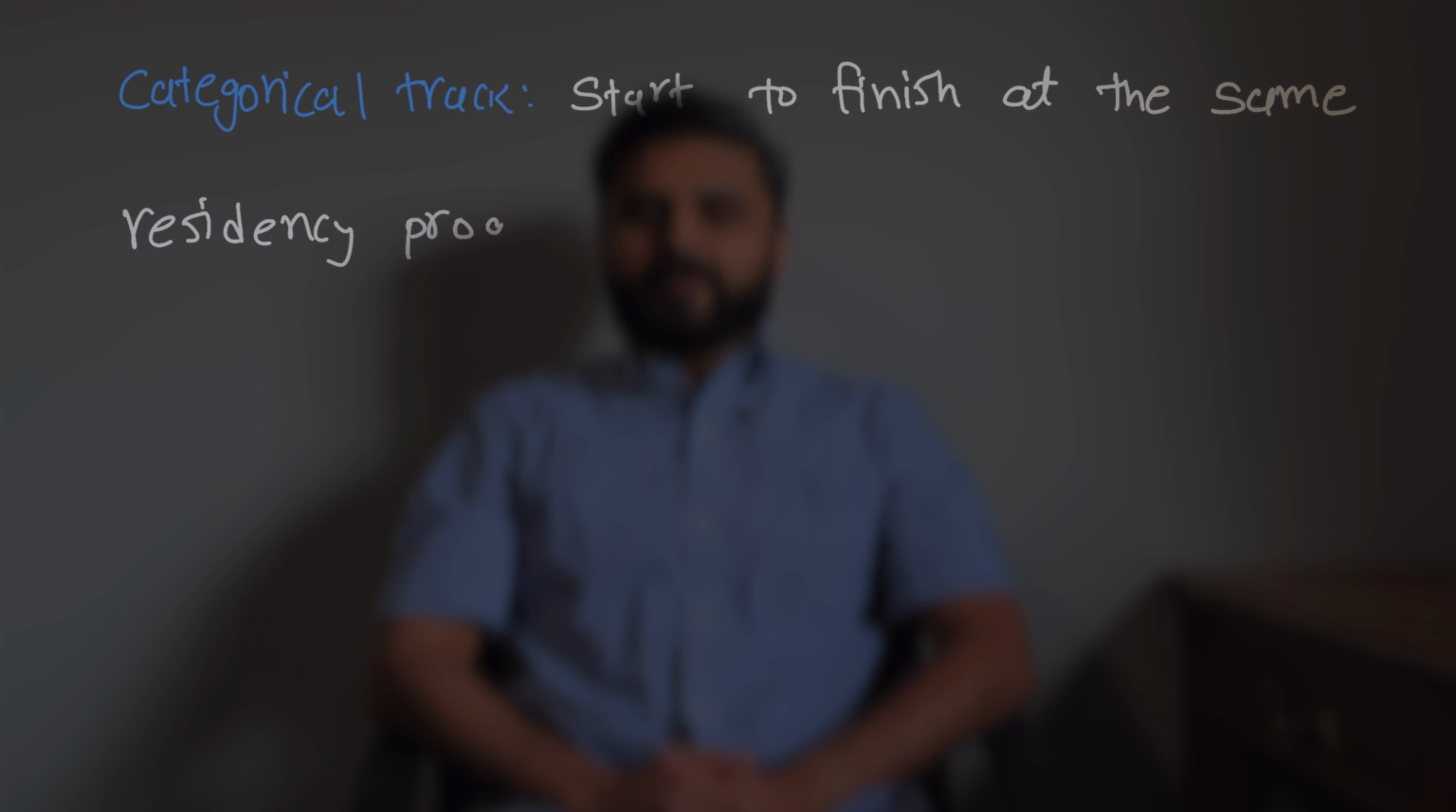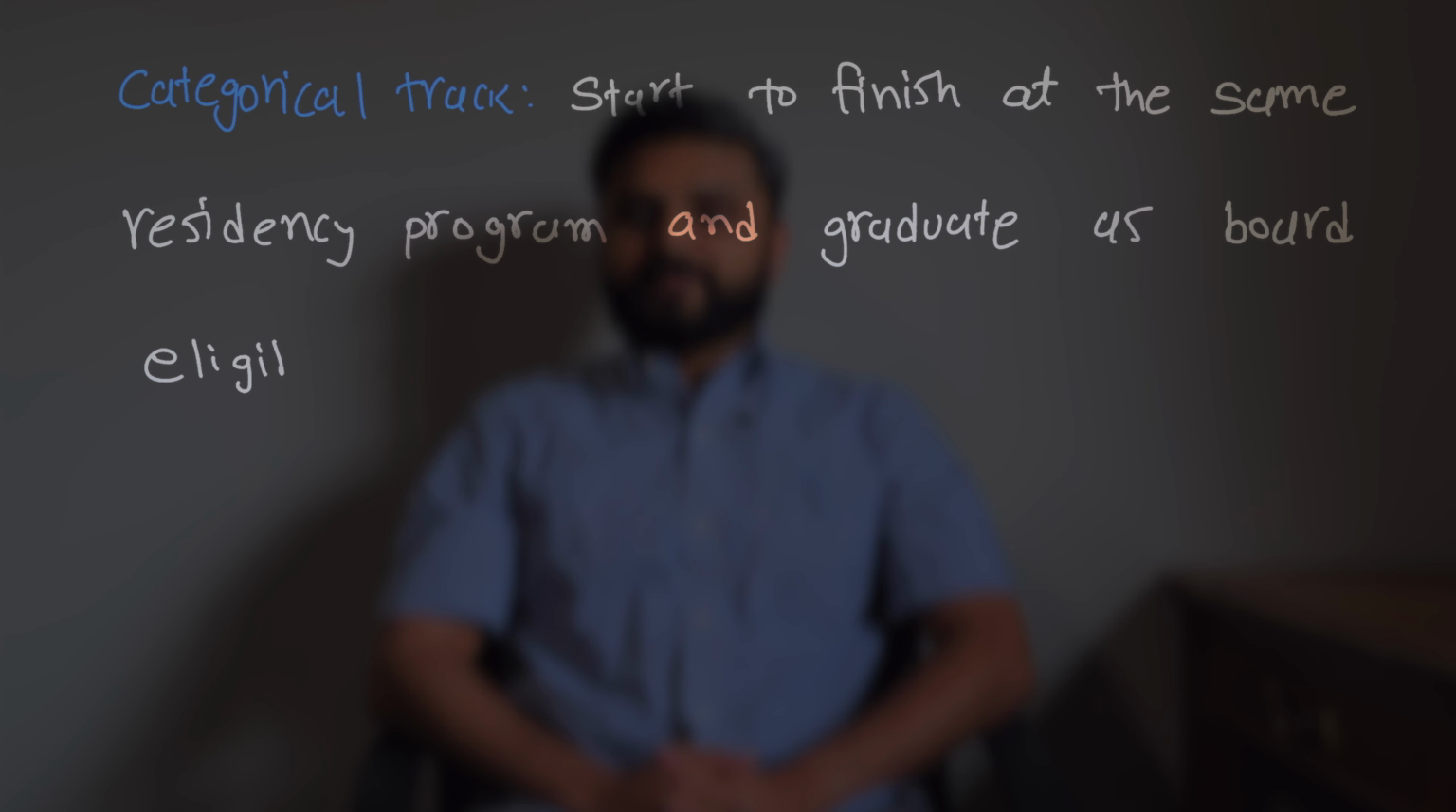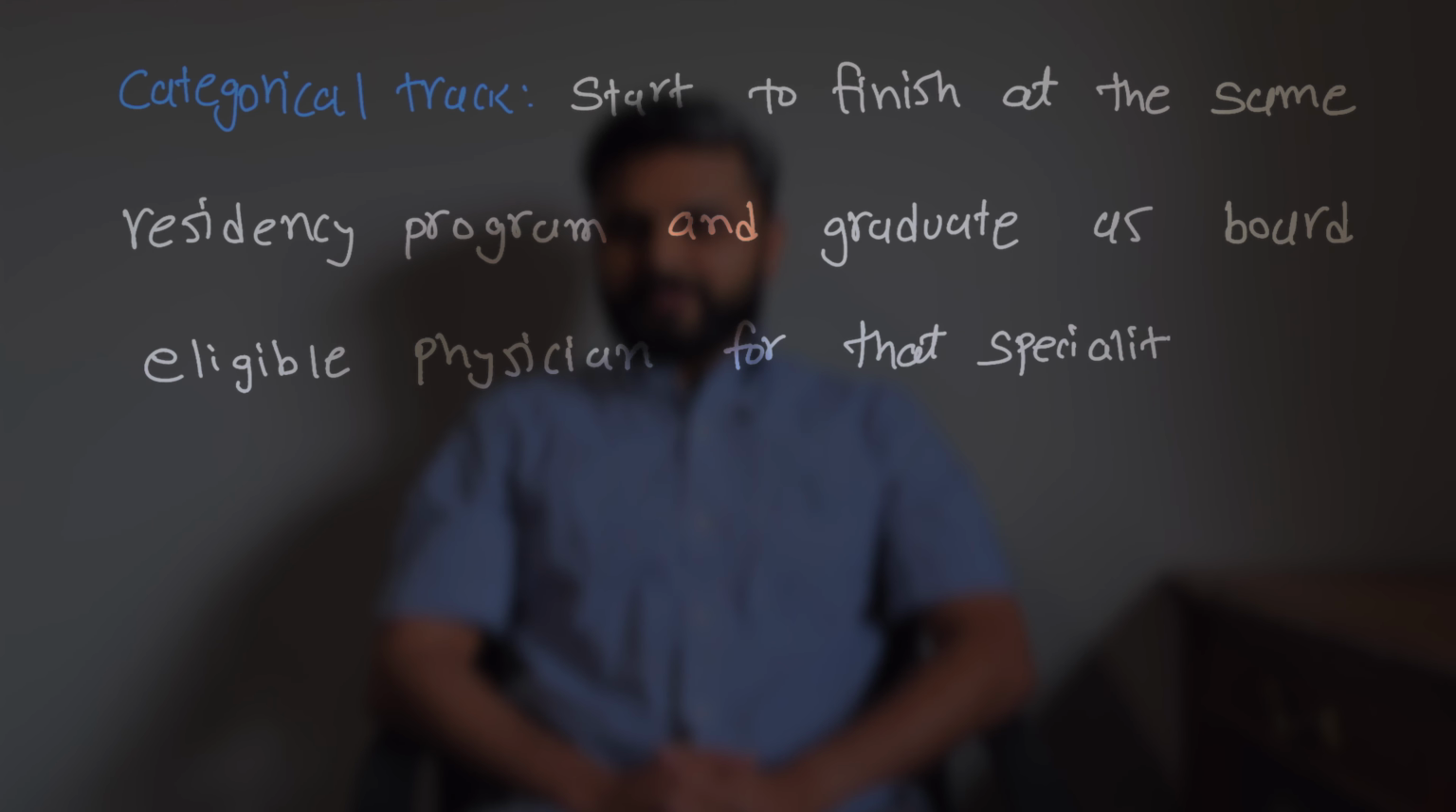Categorical track. This is the track where you start your first year or intern year and complete the required years for that specialty and come out as a graduate. For example, if you are in an internal medicine categorical program, you finish all 3 years at the same program and graduate from the program as a board eligible internal medicine physician.